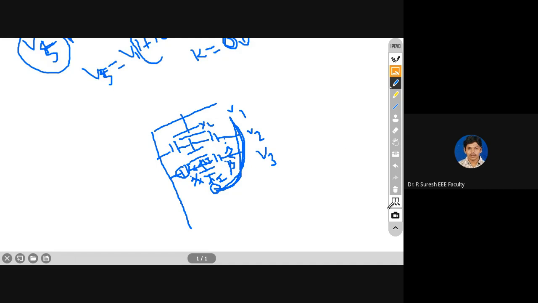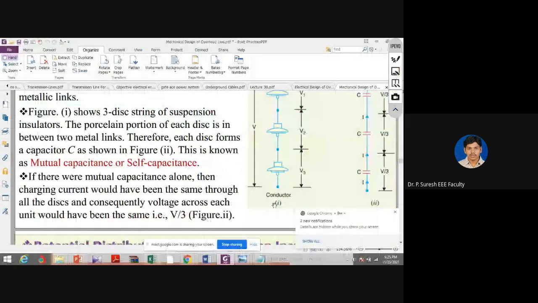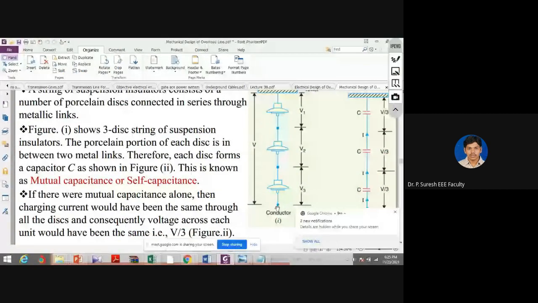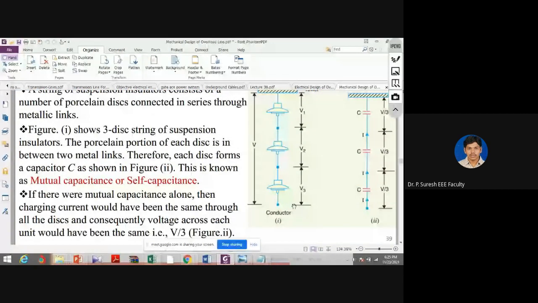So what are the string efficiency improvement methods? Anyone? First, we need to use a longer cross arm. That is one thing. Another is by using a guard ring. And one more method is what we call grading.